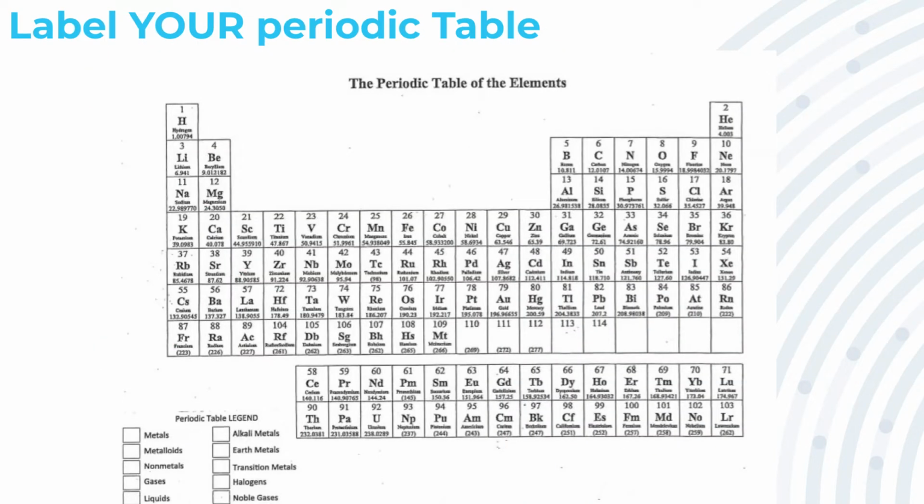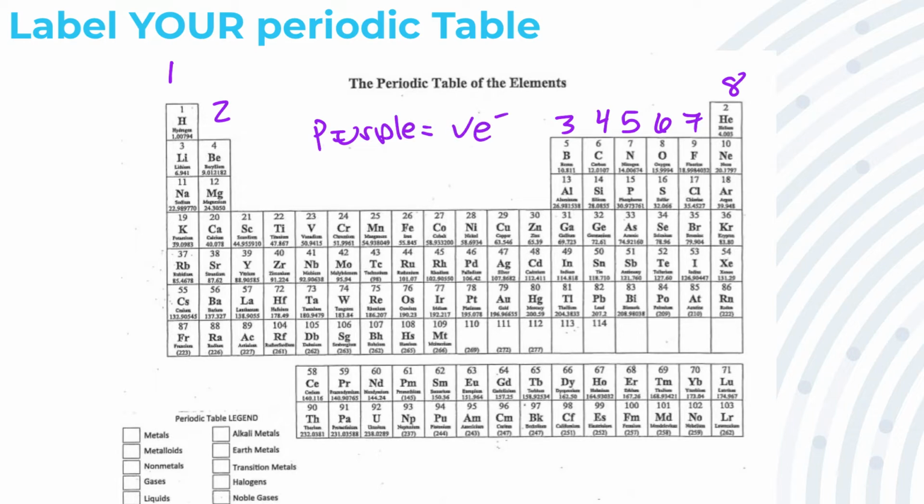If you have printed out a copy of your own periodic table, you can label the tops of your periodic table in one color: 1, 2, 3, 4, 5, 6, 7, 8. So on my periodic table, purple is equal to valence electrons.